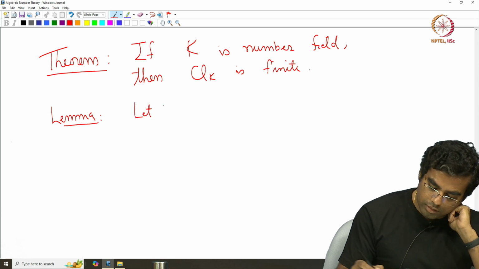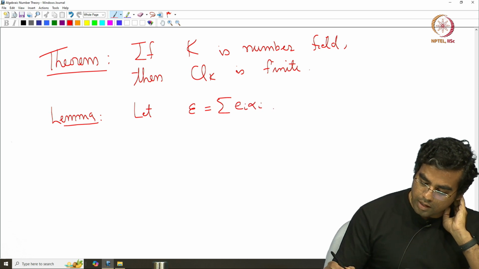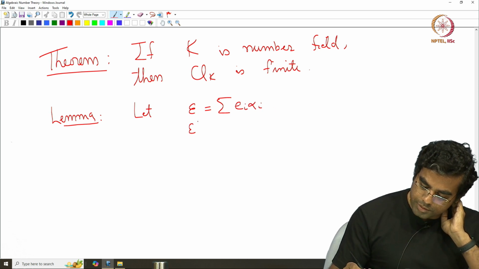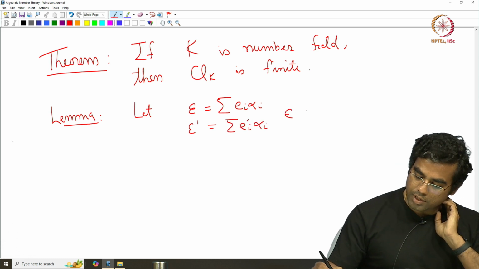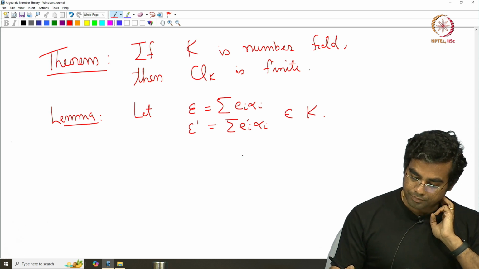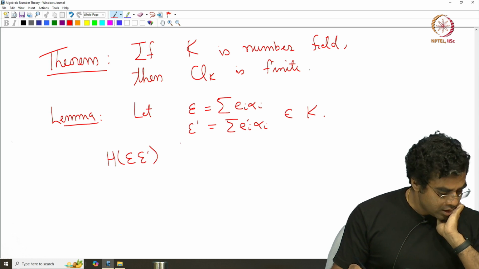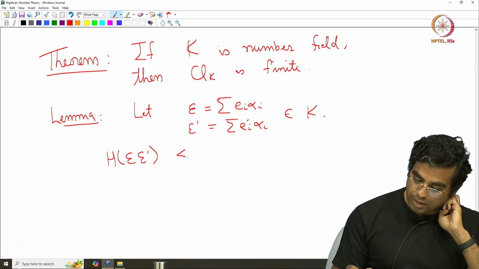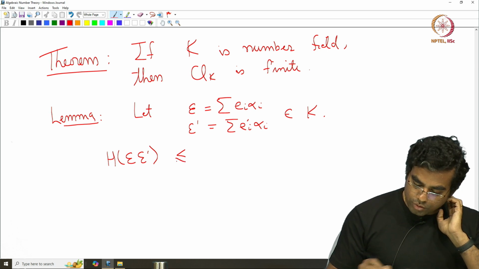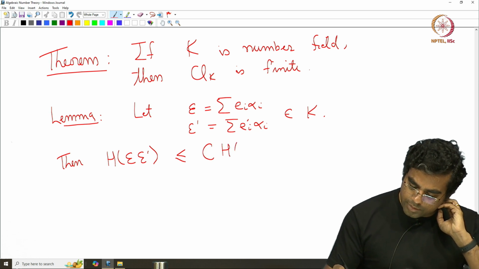So, let epsilon be summation ei alpha I, and epsilon prime be summation ei prime alpha I. These are elements in, let us say, K. So, I want to relate height of epsilon epsilon prime with height of epsilon and height of epsilon prime. So, here is what the relation is. Then the height of the product of these two things is less than or equal to C times height of epsilon prime.